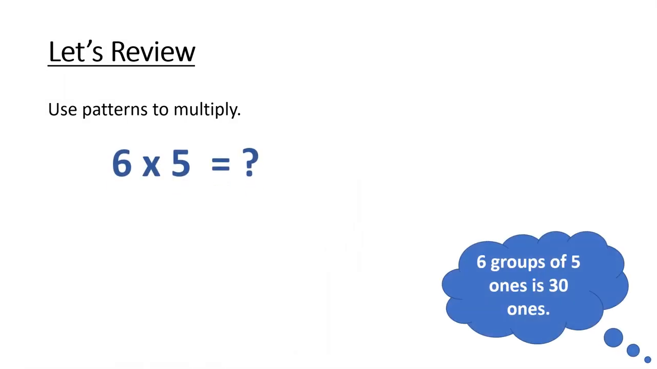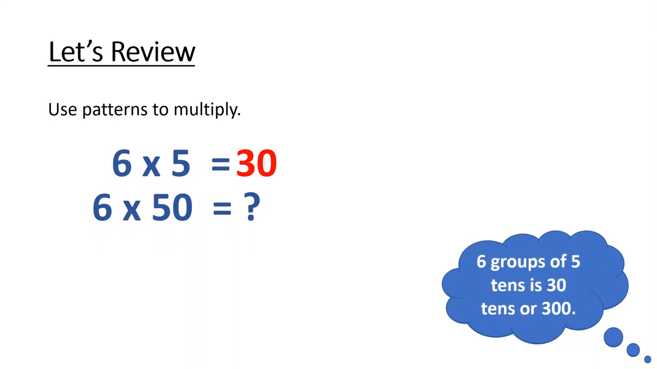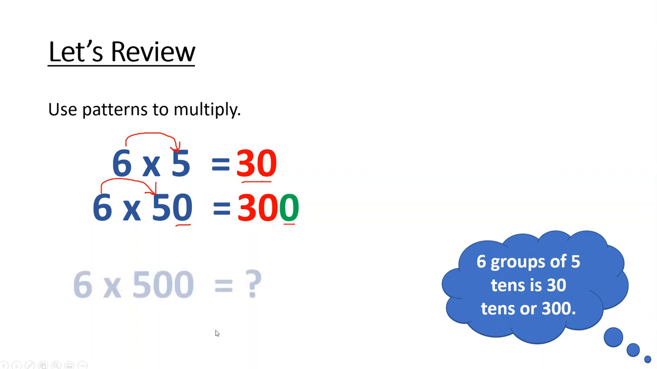So 6 times 5 is 30. 6 groups of 5 ones is 30 ones. We know that 6 groups of 5 tens is 30 tens, or 300. So remember, we start looking for this pattern. 6 times 5 is 30. Boom. 6 times 5 is 30, times 10, times 10. That's the pattern we're looking for.